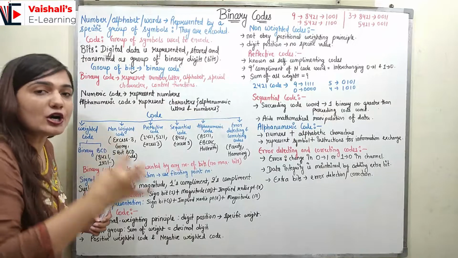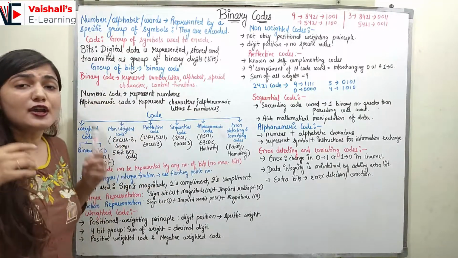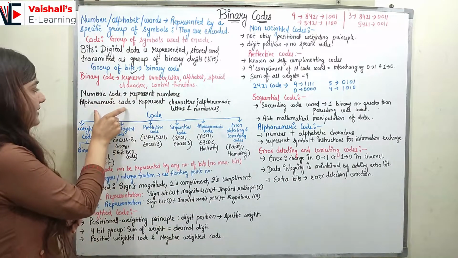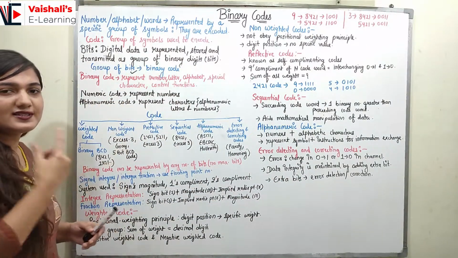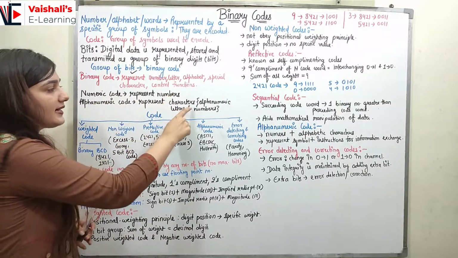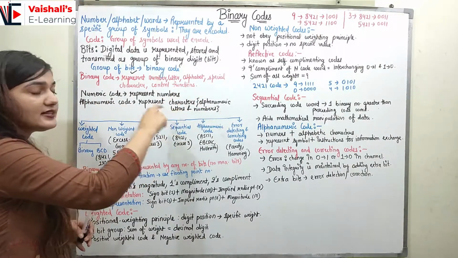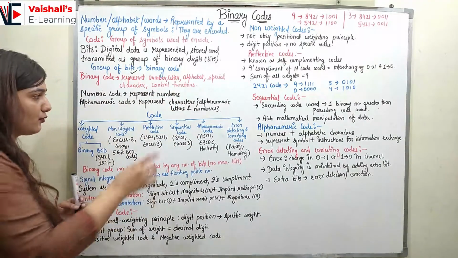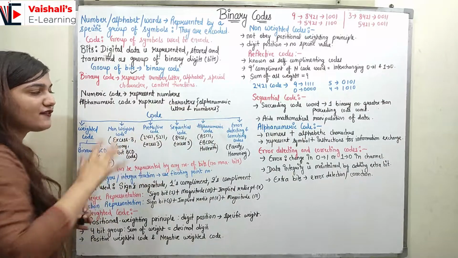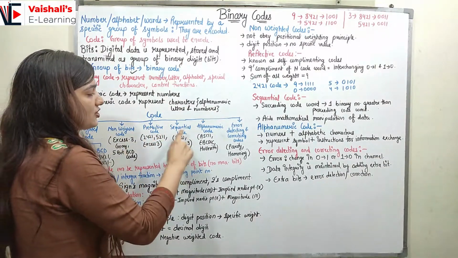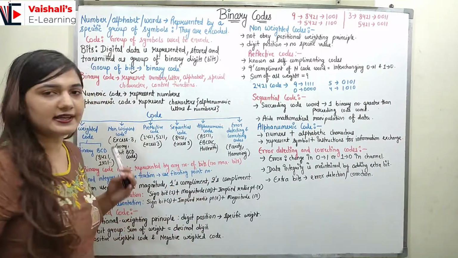Binary codes are broadly classified as numeric code, which, as the name suggests, represents numbers. The second classification of the binary code is the alphanumeric code, which represents characters, alphabet letters as well as numbers. Both are represented by the alphanumeric code. Now these are the various classifications of the code: weighted code, non-weighted code, reflective code, sequential code, alphanumeric code, and the error detecting and correcting code.